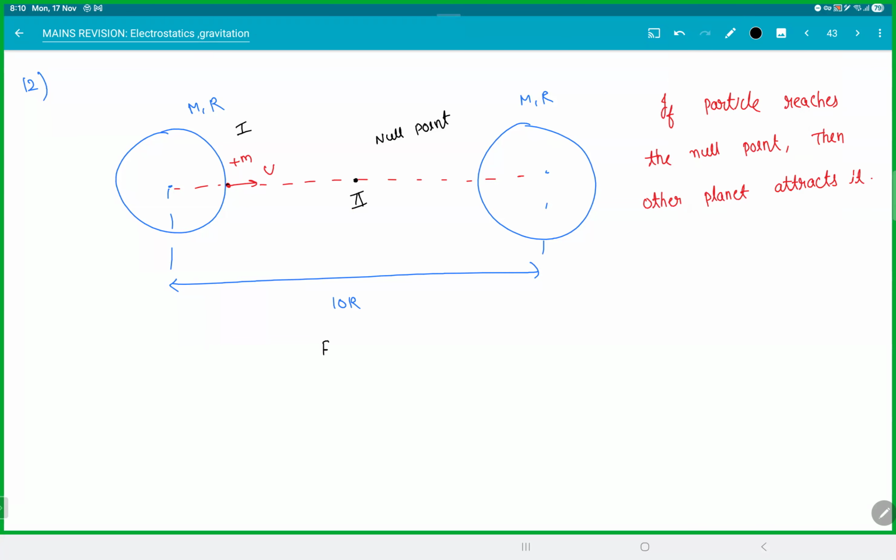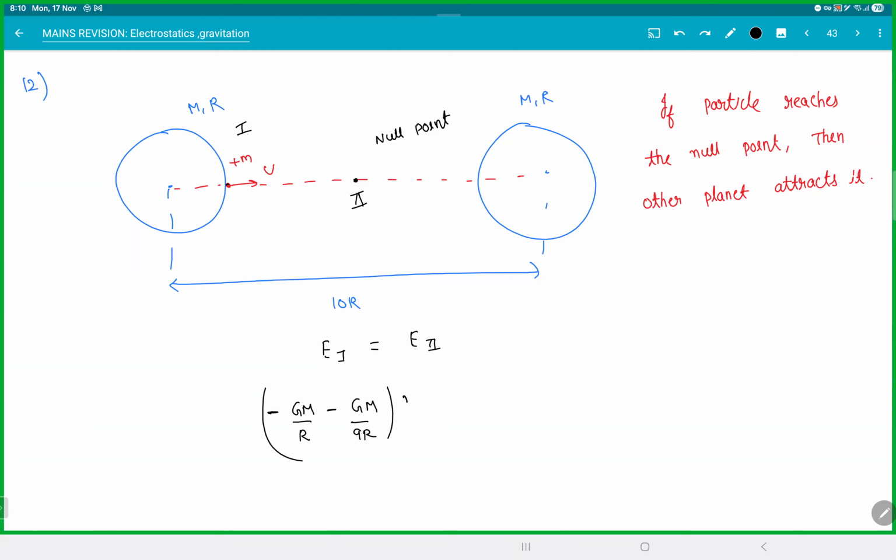Energy in state 1 is equal to energy in state 2. What is energy in state 1? Potential energy. Due to what? Due to both the planets. Minus GM by R, that is the potential on the surface, minus GM by 9R. That is the potential of the other planet at this point. Hope you have written that. That is one of the most goofed up things. People forget that.